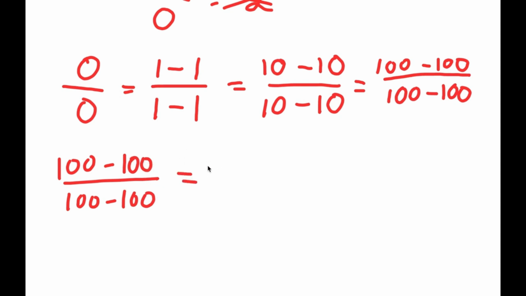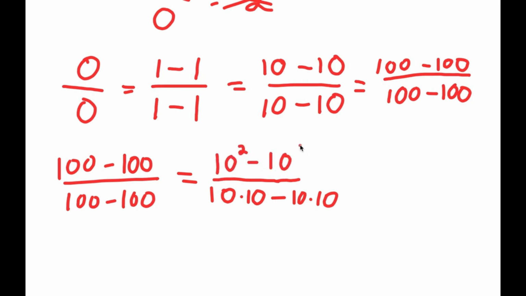And now I'm going to change things up a little bit. 100 is the same thing as 10 times 10, right? So for my denominator, I'm going to write this as 10 times 10, because 100 is 10 times 10, minus, I have 100 again, so 10 times 10 again. And for my numerator, 10 times 10, that's the same thing as 10 squared, right? So for my numerator, I'm going to write 10 squared minus 10 squared.